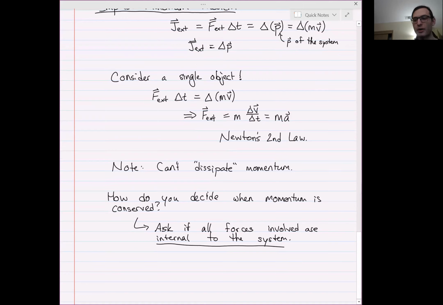So the next thing to talk about is that unlike energy, which is either conserved or not, there is this sense that you can have partial momentum conservation. If all the forces are internal to your system, then the momentum of that system is conserved.